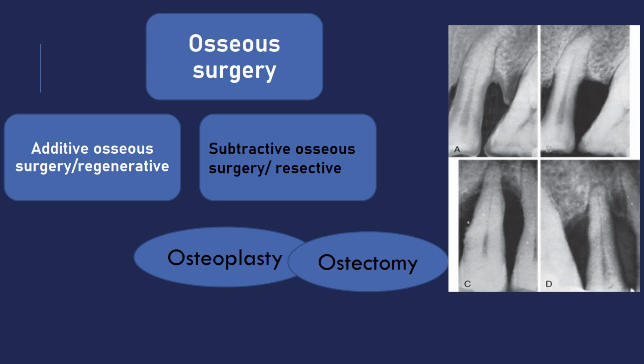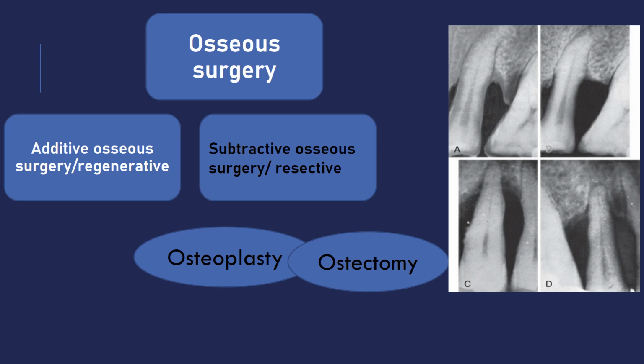So, what is osseous surgery? We already learned about it, and what are the types of osseous surgery, and how can we attain this physiological form? Osseous surgery can be either additive, meaning the formation of bone, where regenerative periodontal surgeries are done to add bone, or subtractive. Additive osseous surgery is regaining or restoring the alveolar bone to its original level, whereas subtractive osseous surgery, also called resective osseous surgery, is what we are dealing with today.